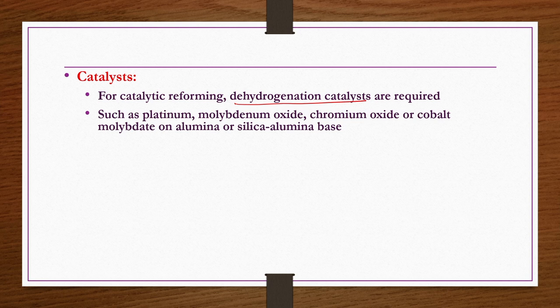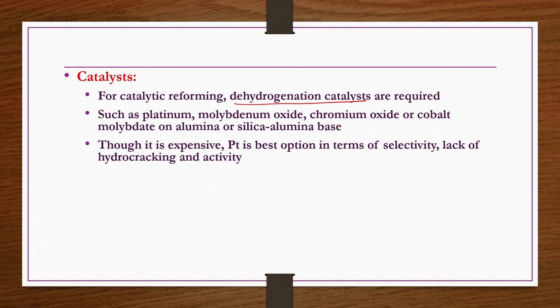Here some examples are given: platinum, molybdenum oxide, chromium oxide, or cobalt molybdate supported on alumina or silica-alumina support are in general preferred. Though it is expensive, platinum is the best option in terms of selectivity, lack of hydrocracking and activity, because you do not want hydrocracking. If the hydrocracking reaction dominates in the reforming process, n-paraffins would be formed, and the octane number of n-paraffins is much less than aromatics like toluene. So you do not prefer hydrocracking.